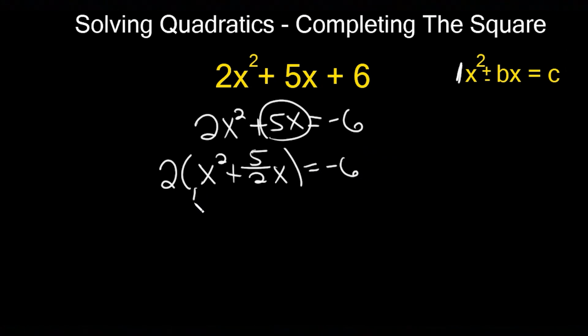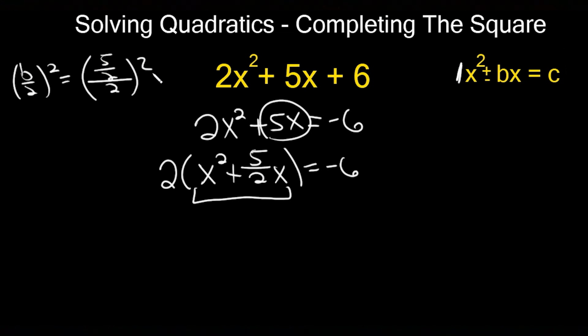Again, I'm looking at this part right here, and this 2 is just going to come along for the ride. Okay, we don't really care about that 2. We'll take care of it at the end. So I'm looking at that part inside parentheses. I'm ready to go ahead and complete the square. So in this case here, b is going to be 5 over 2. So I'm going to do b over 2 squared, and then plugging into b, I'll get 5 over 2, and then all over 2 squared, right?